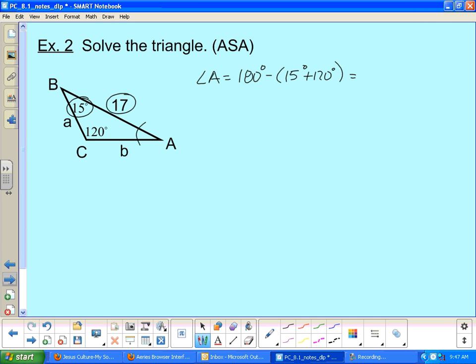So 135, so we get a 45-degree angle at angle A. Now, with that being 45, I have angle, side, angle. And there's the relationship. Okay. Got to find the two missing sides.